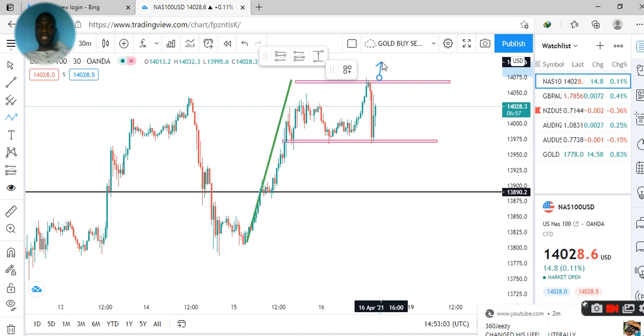Going up. So I'd love to see something like this, and this.